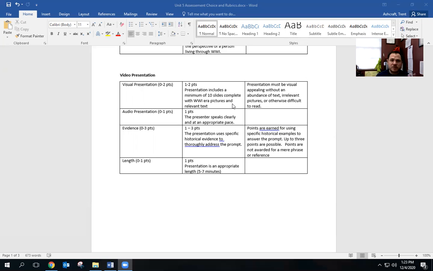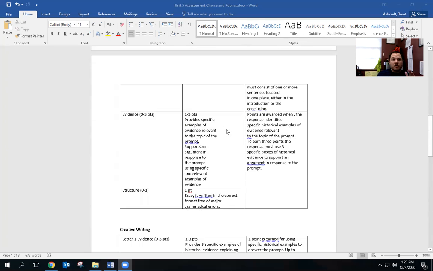And then finally, the length. There's a point available for having the appropriate length, which is between 5 and 7 minutes. If it's 4 minutes and 30 seconds, you're not going to get the point. If it's 7 minutes and 15 seconds, you're not going to get the point. This needs to be a thorough, professional-looking explanation of how World War I changed America.